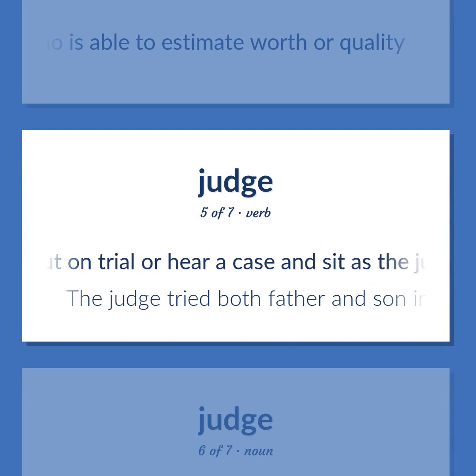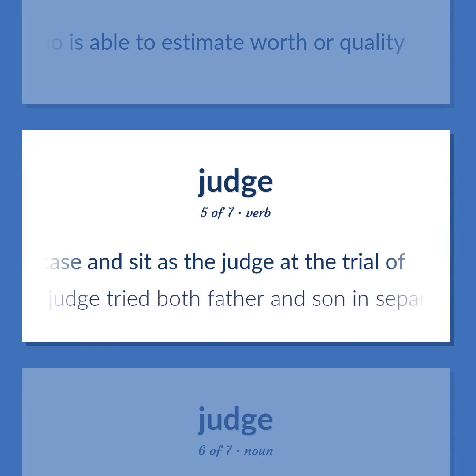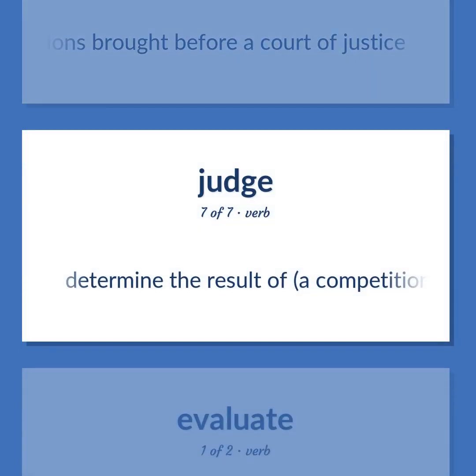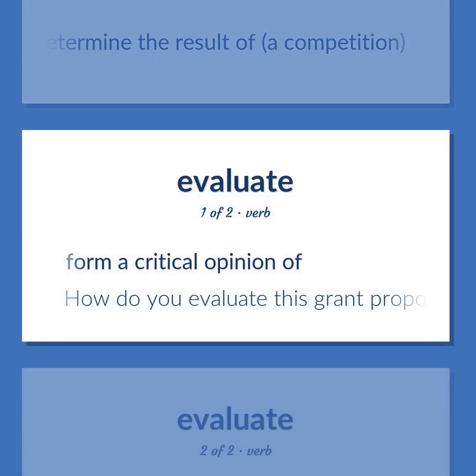Put on trial or hear a case and sit as the judge at the trial of. The judge tried both father and son in separate trials. A public official authorized to decide questions brought before a court of justice. Determine the result of a competition. Form a critical opinion of. How do you evaluate this grant proposal?